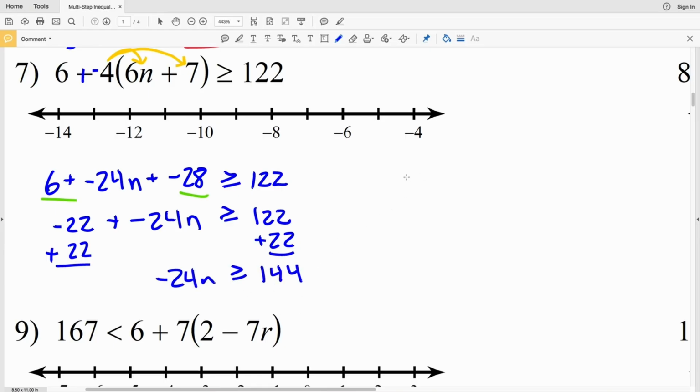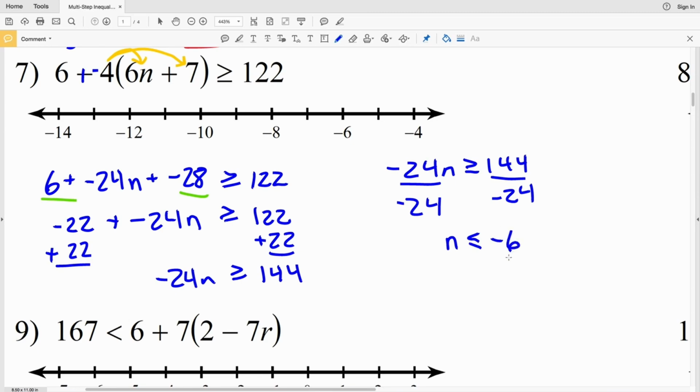I'm going to go ahead and rewrite that inequality step. And then we're just going to divide both sides by -24. This will leave us with n is, switching the inequality since we divided by a negative, less than or equal to a -6. Circle, shade in the -6, and then we're going to shade in everything to the left of -6 as well.